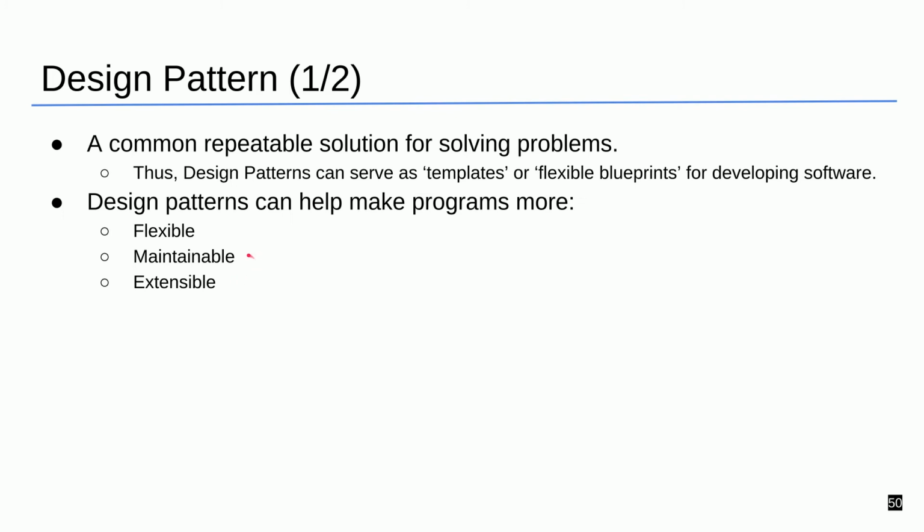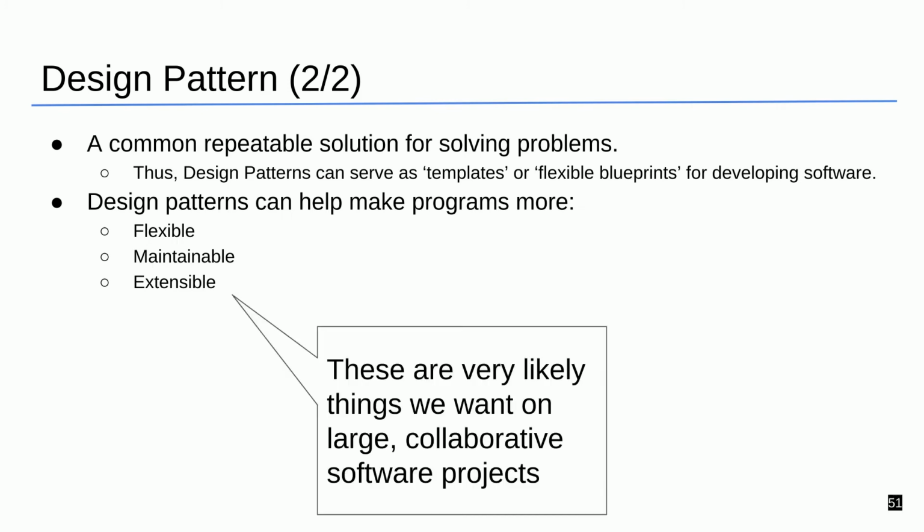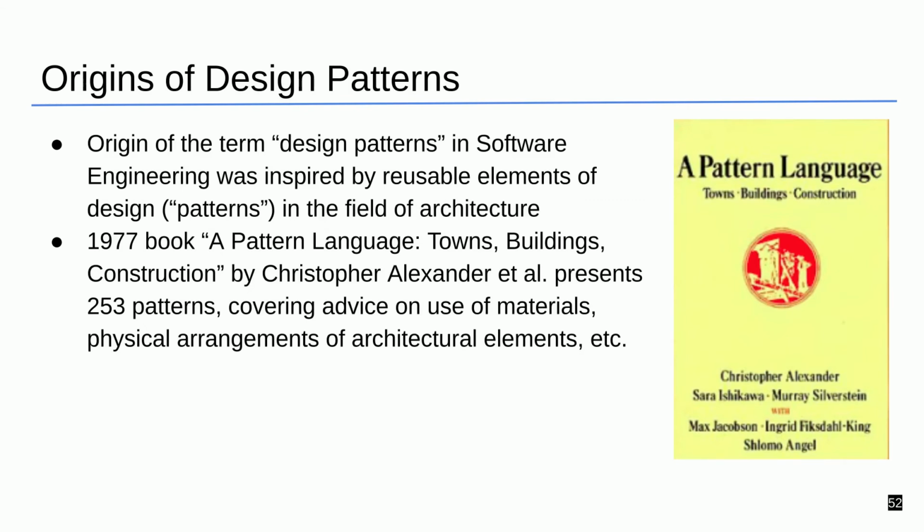Some of the things we talked about that we need when we have large software is that we want it to be flexible and maintainable. And if we're working with lots of engineers, we want it to be extensible. So design patterns can really help us do this. And the origin of the term design patterns actually comes from architecture, where folks thought about blueprints or patterns that could be designed. There was an actual book called A Pattern Language in the 70s that described various patterns on how to build buildings, making different architectural designs that were known to be good.